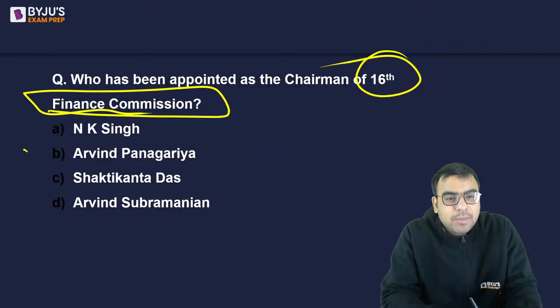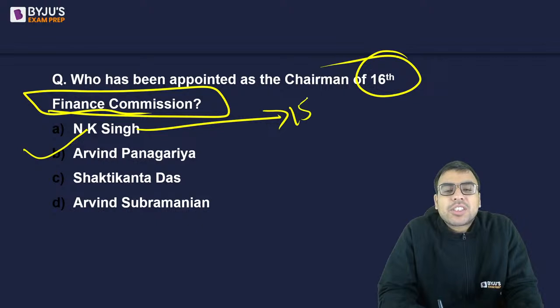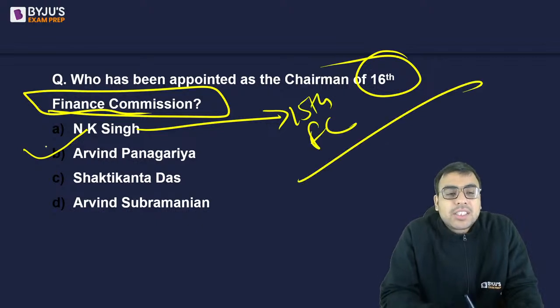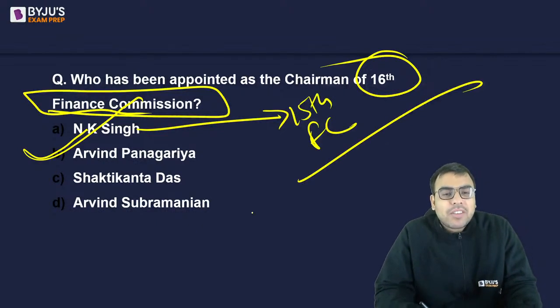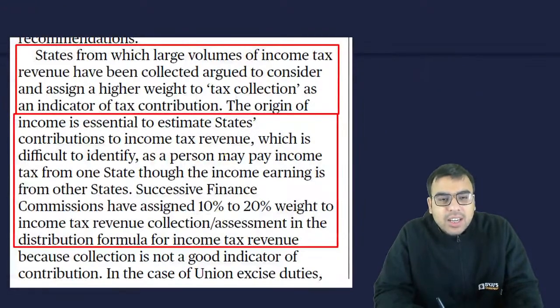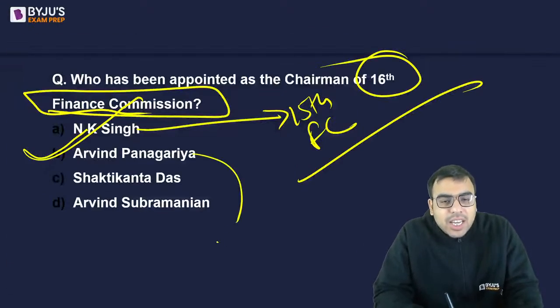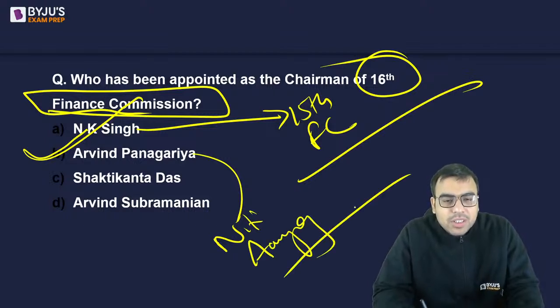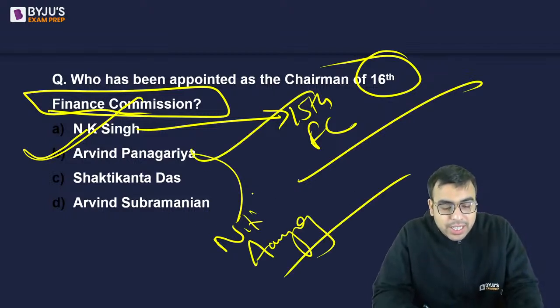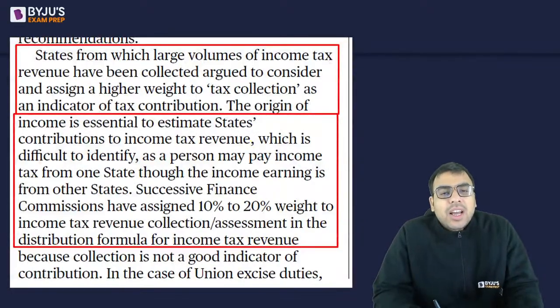Yes, Ramesh is right. B is the right answer. Mr. N.K. Singh was the chairman of the 15th Finance Commission, and the chairman of the 16th Finance Commission is Mr. Arvind Panagariya. So B is the right answer, right? He was earlier associated with Niti Aayog, ex-vice chairman of Niti Aayog. Ramesh was right. Good.